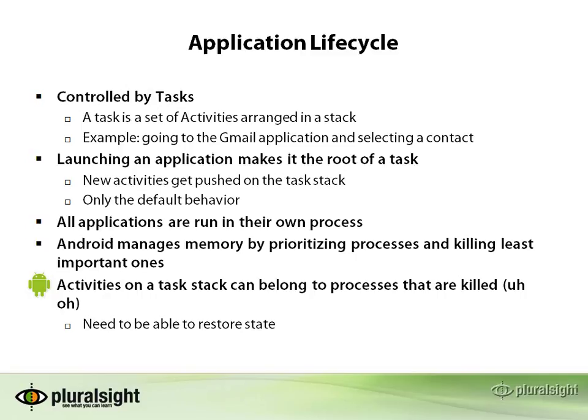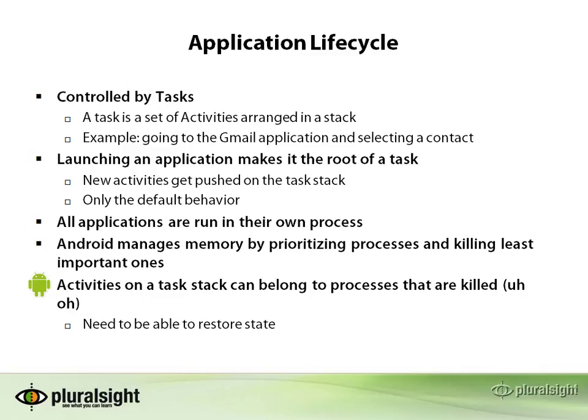And remember how we had said that tasks and processes are very different. So what can happen is we can have a task or an activity that's in a task that belongs to a process that gets killed. That task stack may have your Gmail application message and it may have your contacts, but when you go to contacts or you go somewhere else from contacts, it may need to kill that process that was running Gmail. So this could be a big uh-oh for us if we haven't thought about this.